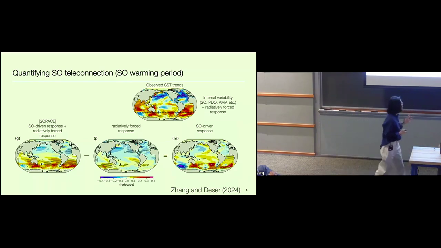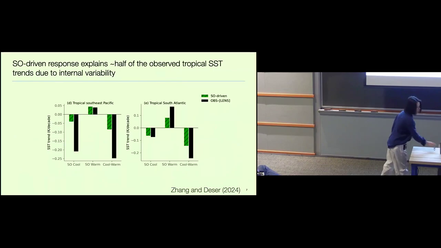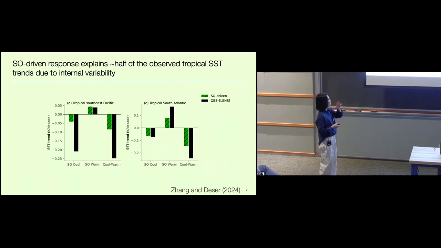So we can quantify how much of the observed internal variability that contributes to the SST trends can be explained by the Southern Ocean driven component. That's shown here. The bottom line is that the Southern Ocean driven response can explain roughly half of the observed tropical SST trends due to internal variability. I have subtracted the radiatively forced response in the calculation of the trends in two regions, the tropical Southeast Pacific and the tropical South Atlantic.